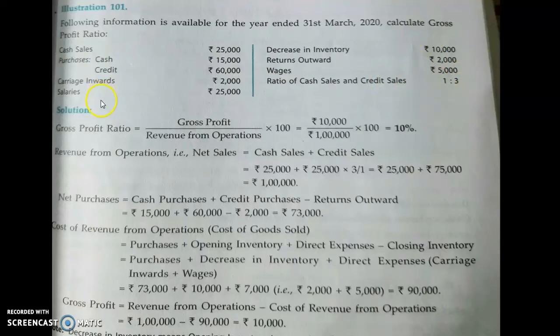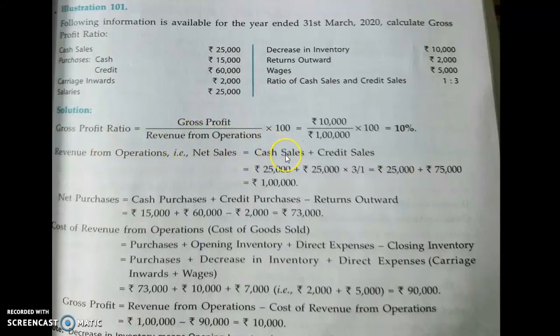Okay. So now we will write the solution part as usual. We will write the formula. Gross profit ratio is equal to gross profit divided by revenue from operation into 100. So children, first of all, let us find out revenue from operation. You know that revenue from operation means net sales.